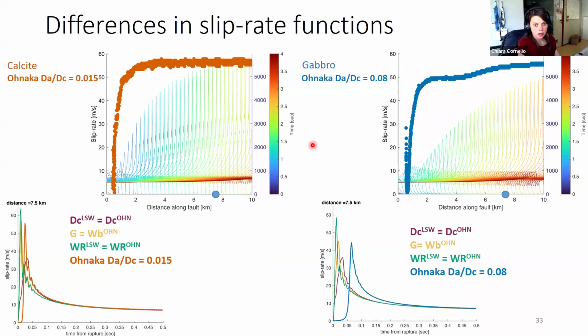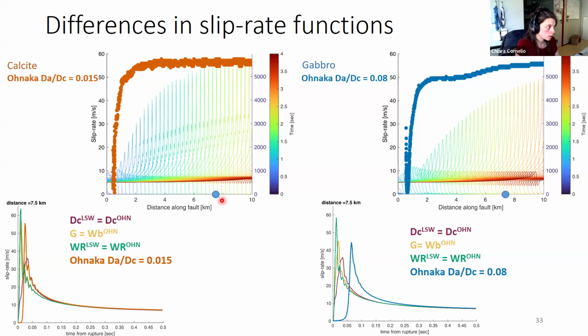If you look instead at the slip rate function, this is the evolution of the slip rate function with the distance from the nucleation patch. What we can see, first of all, by comparing calcite and gabbro, is that the peak of the slip rate is higher in the case of calcite compared to gabbro. But especially for gabbro, the shape is also different because we have a long acceleration phase at the beginning before reaching the peak of the shear stress.